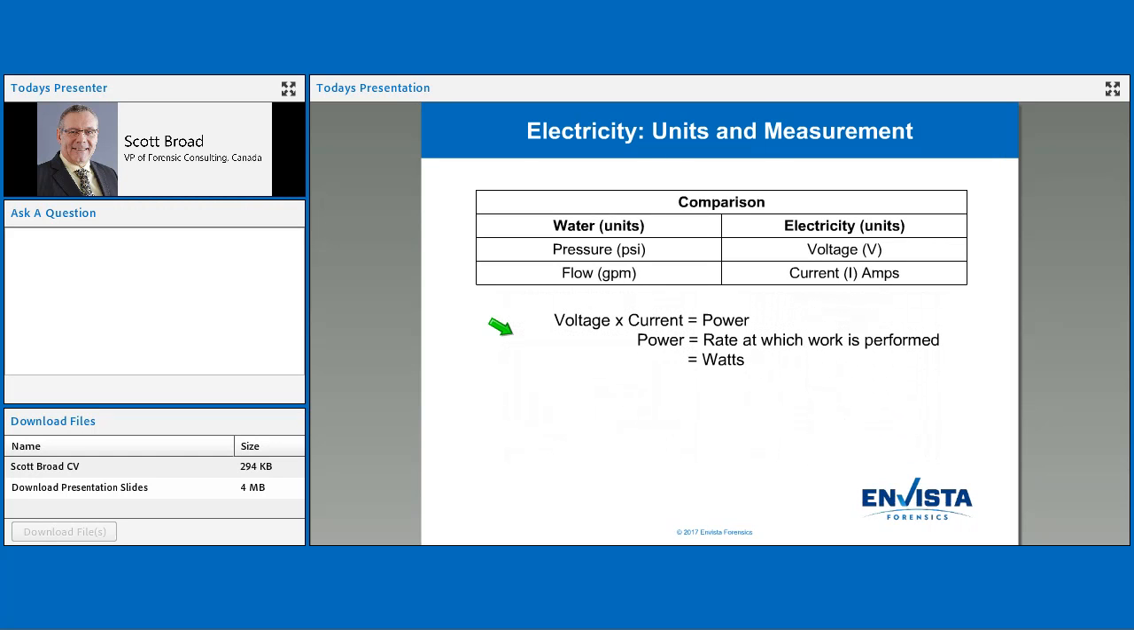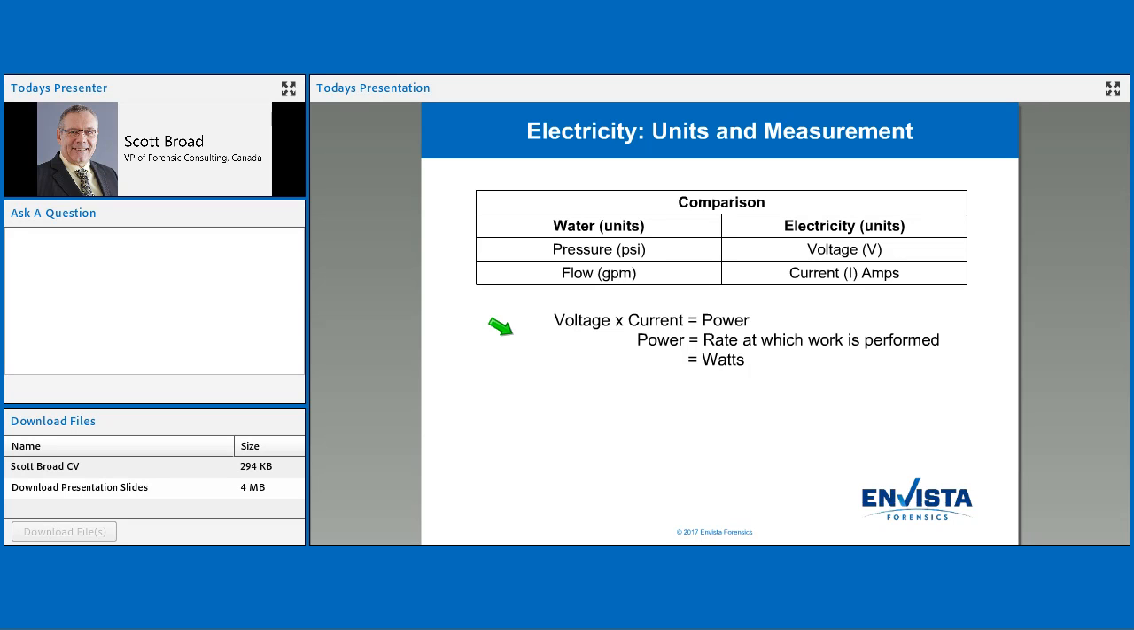And if we look at it this way, in another term, if we really look at voltage, which we talked about here, or pressure, times current, which is flow, it equals power. So if we have a lot of pressure and a lot of flow, like a fire hose, we have a lot of energy coming out of a fire hose. The same applies to electricity.